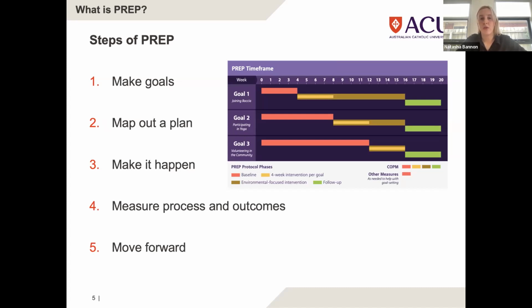So PrEP occurs over a 20-week timeline. So we have a 4-week baseline phase at the start. Then we have our 12 weeks of intervention, with each of the 3 chosen goals worked on over 4 weeks. And then we have a 4-week follow-up phase after this.